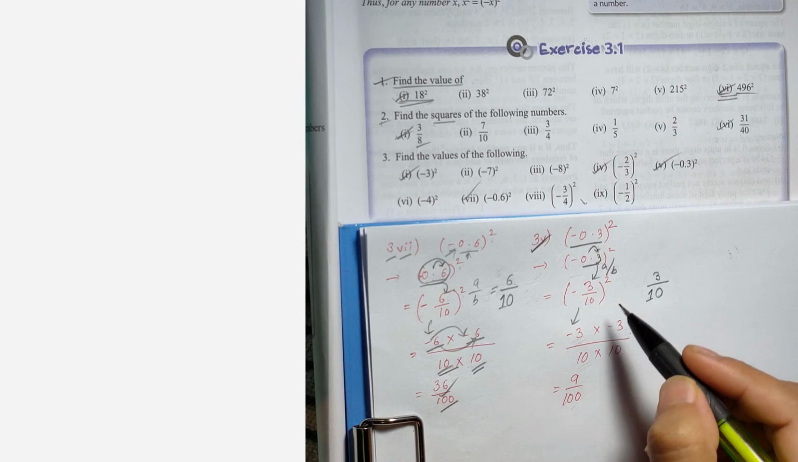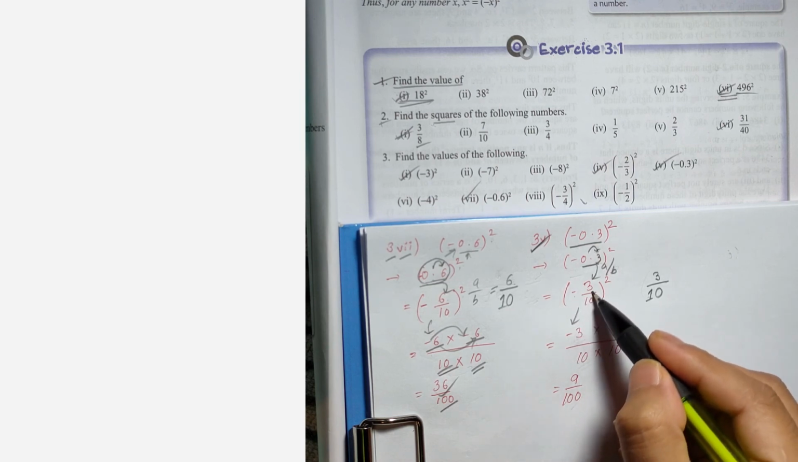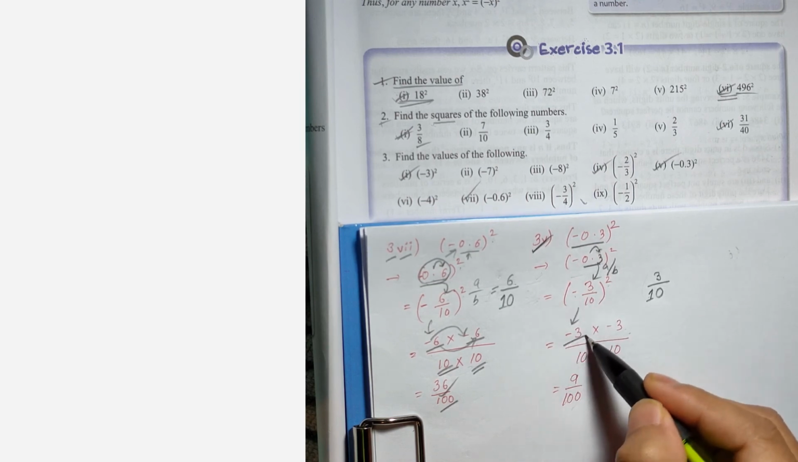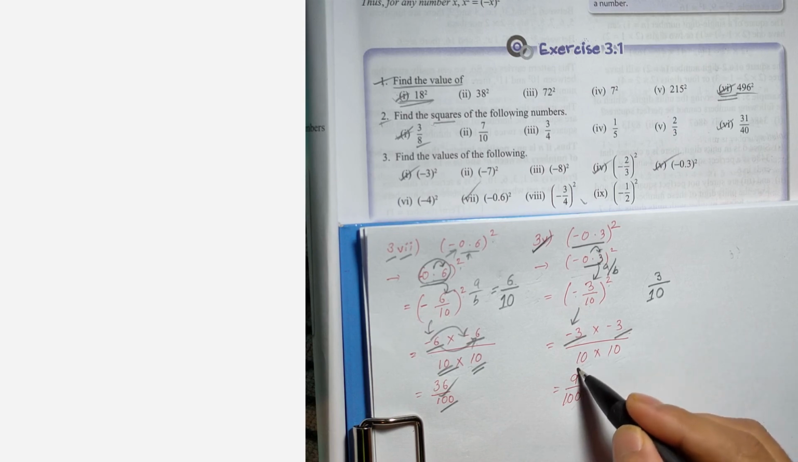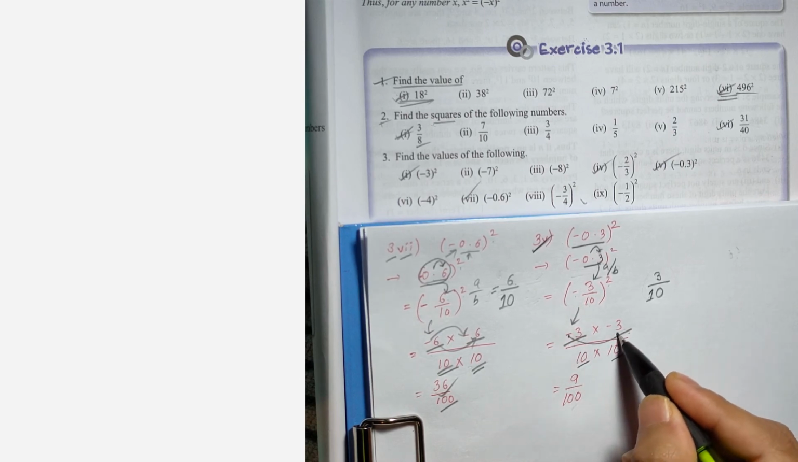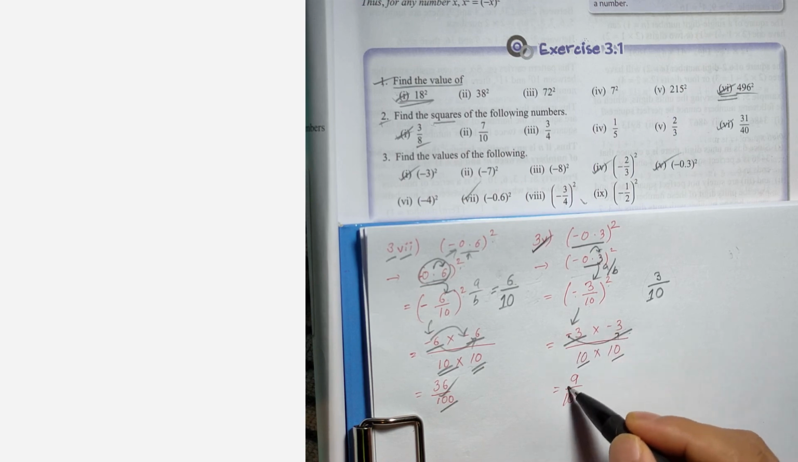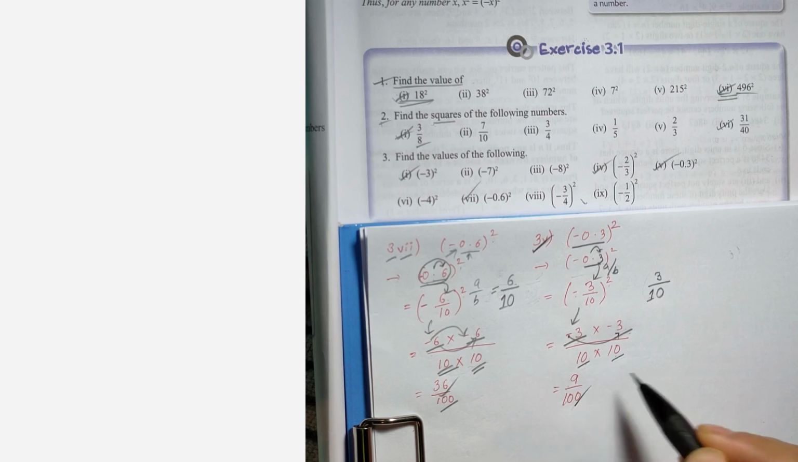Then we know how to solve this. So minus 3 by 10 square means minus 3 into minus 3 divided by 10 into 10. Now minus 3 into minus 3 means minus minus plus, so we don't need to write. 3 into 3 is 9. 10 into 10 is 100.